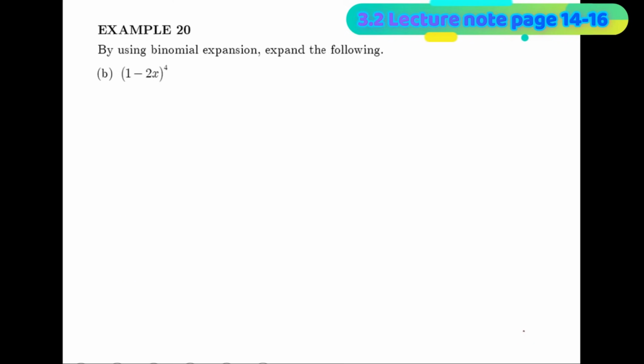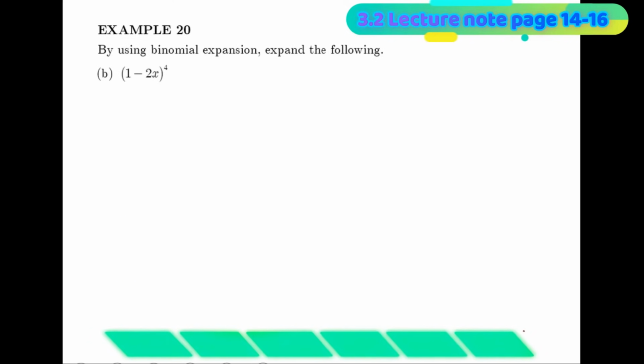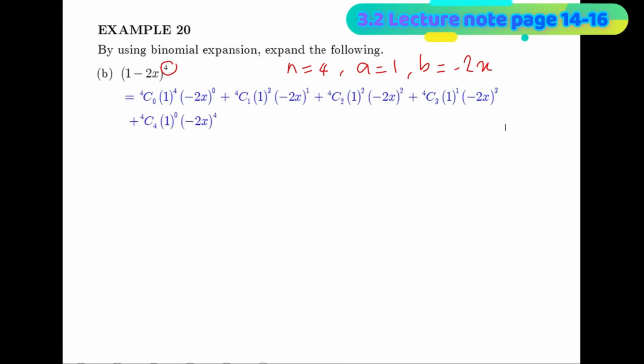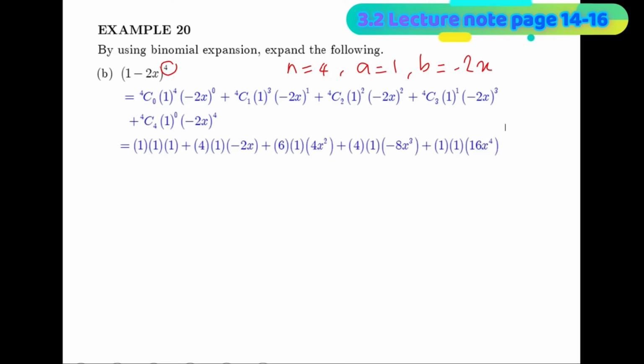Now, example 20. We have to expand the following by using binomial expansion. We can see here that our n is a positive integer. So we have n equals 4 with a equals 1 and b equals minus 2x. We then substitute all these three into our binomial expansion formula to get the following, and then carefully calculate each term as follows.